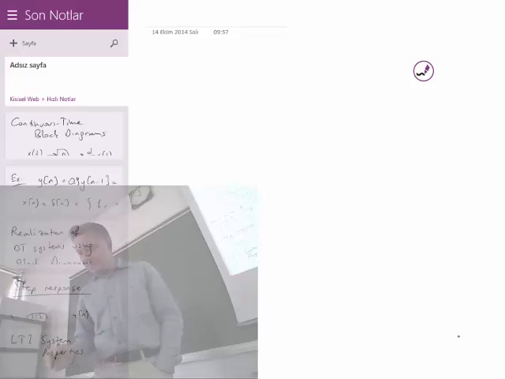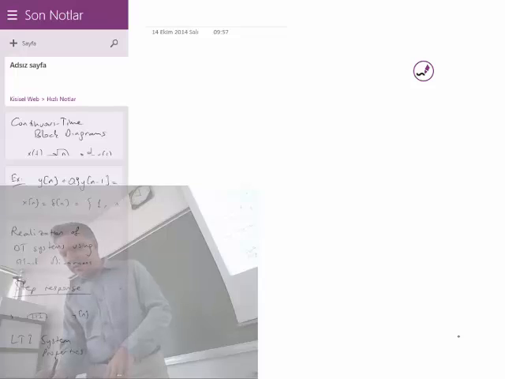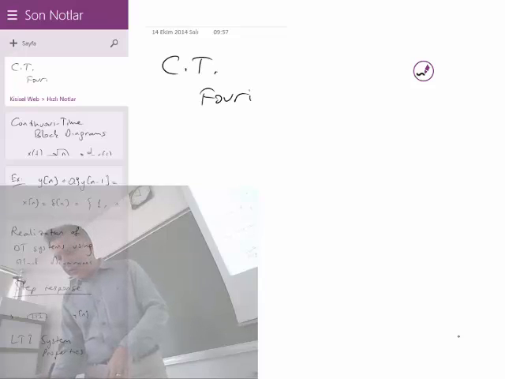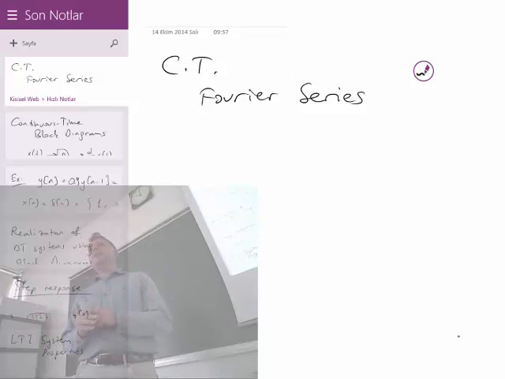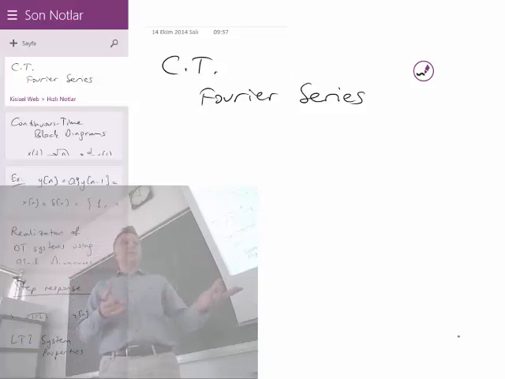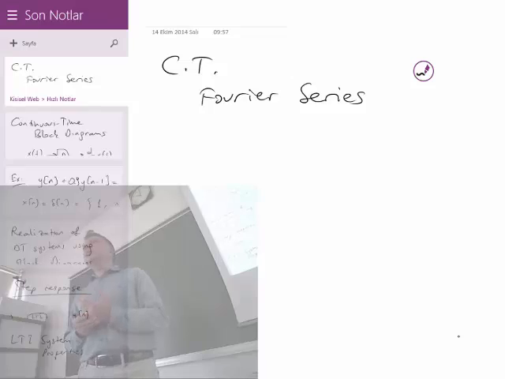What does that mean? So the name of the new chapter is something more specific. Let me write it first. It is continuous time Fourier series that I'm talking about. But the concept that I'm trying to explain is not for continuous time only. It is also valid for discrete time. And it's not only for Fourier series, but it's valid for all types of Fourier transforms that can be thought of.